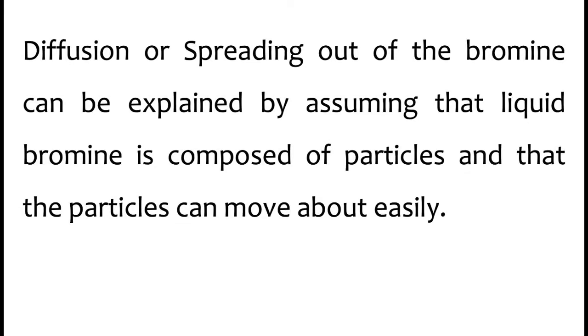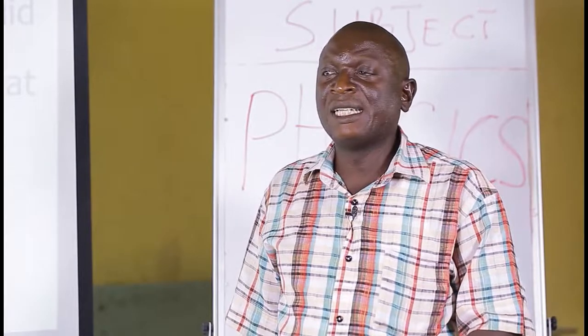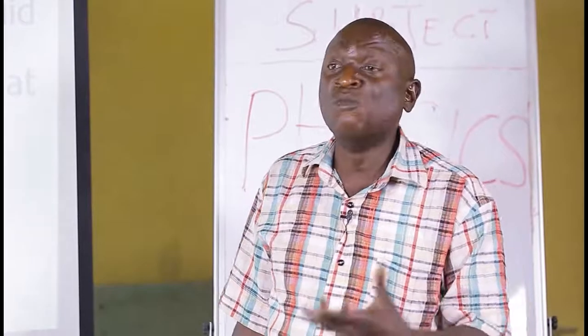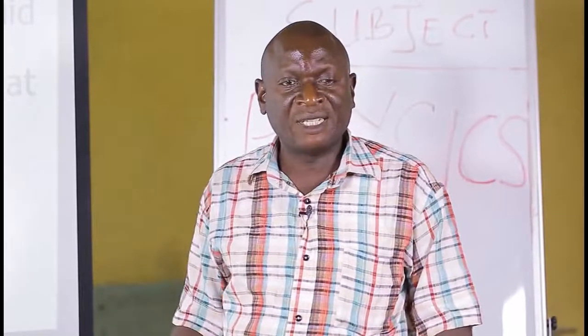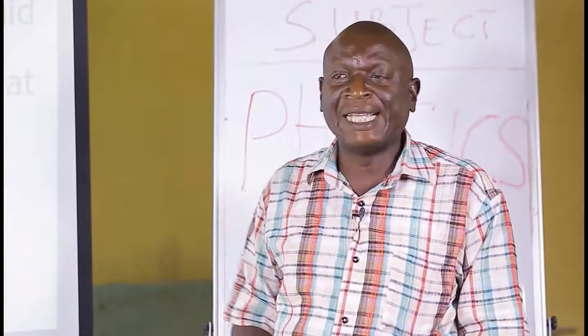Diffusion, or spreading out of the bromine, can be explained by assuming that liquid bromine is composed of particles and that the particles can move about easily. So the reason why we could see this bromine vapor at the upper region of this jar is because they can move, and they move easily, and that shows that they are particles in nature.